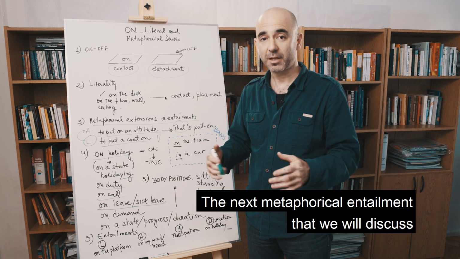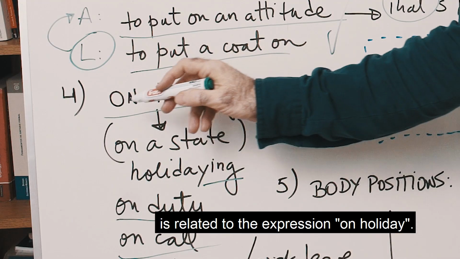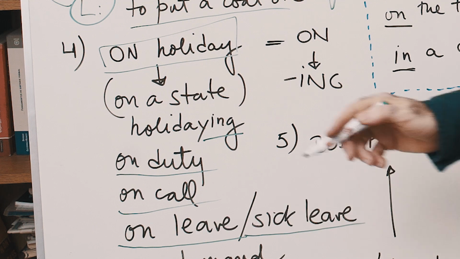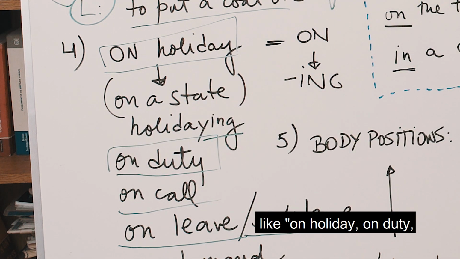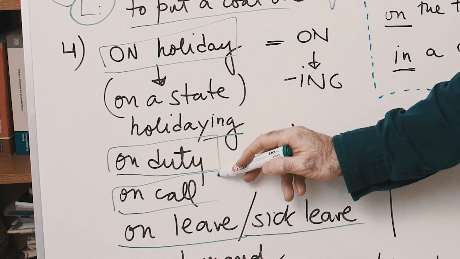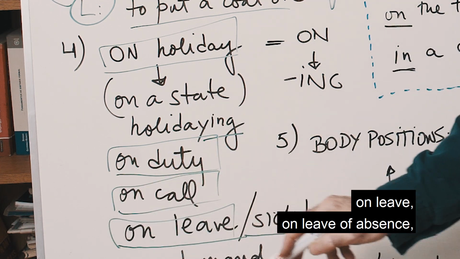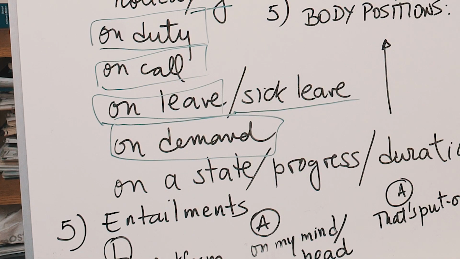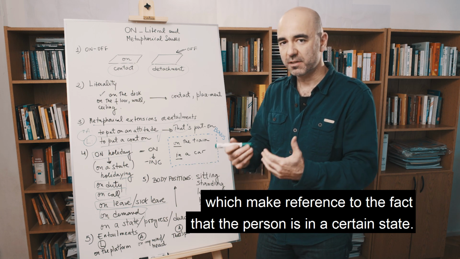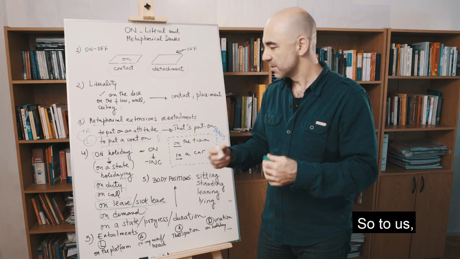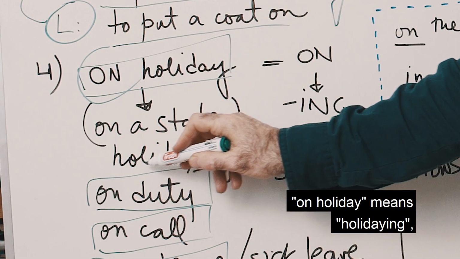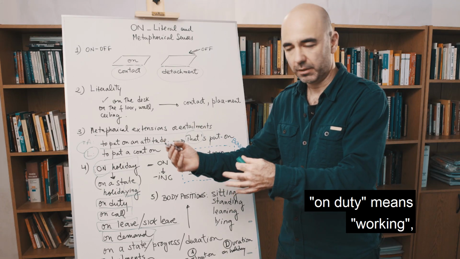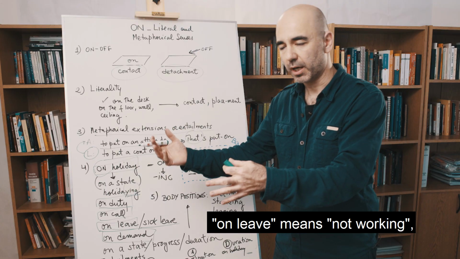The next metaphorical entailment that we will discuss is related to the expression on holiday. We have discovered that there are a lot of expressions like on holiday, on duty, on call, on leave of absence, on demand, which make reference to the fact that the person is in a certain state. So to us, on holiday means holidaying. On duty means working. On leave means not working.